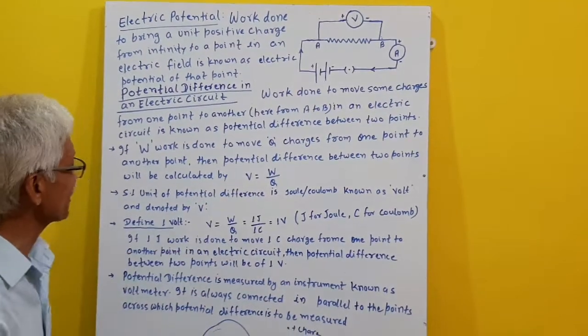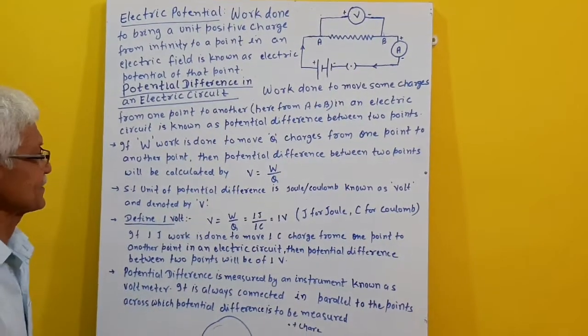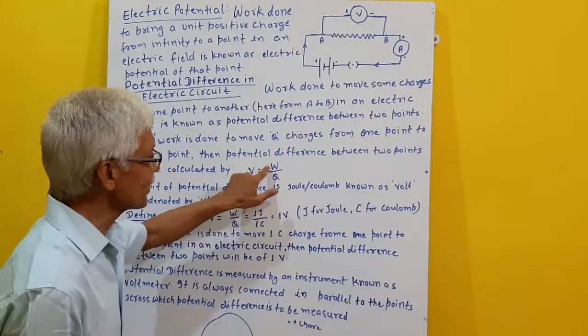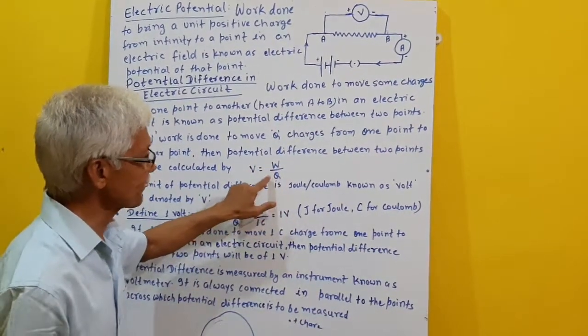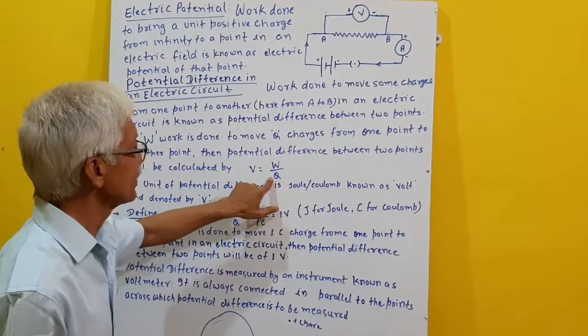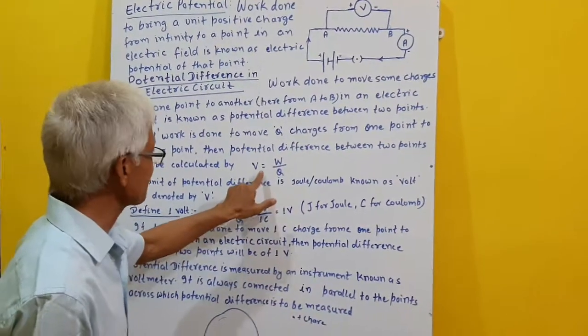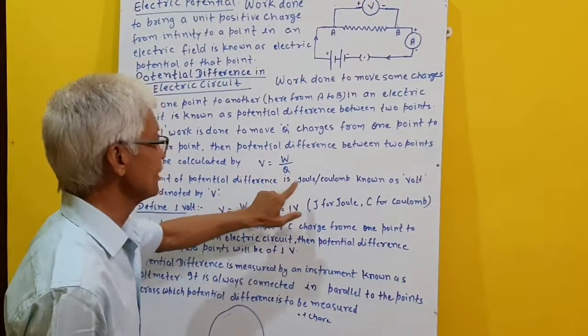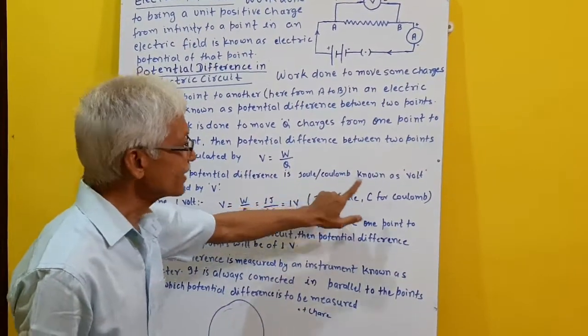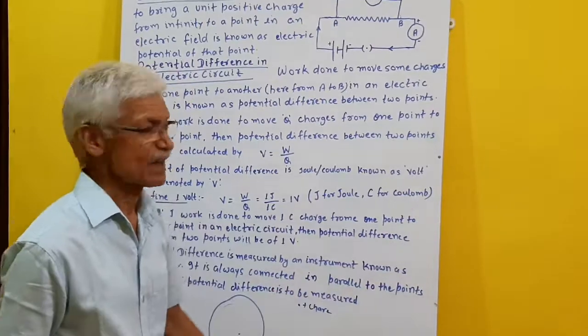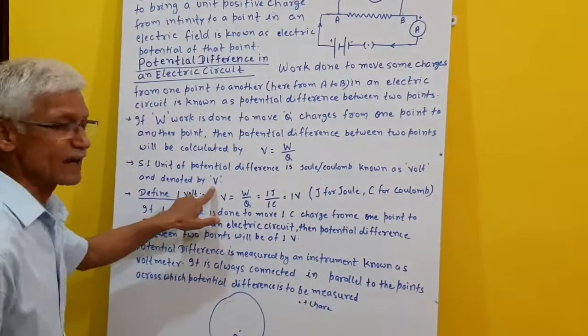Then what will be the SI unit of potential difference? The SI unit of work is Joule and SI unit of charge is Coulomb. Therefore, the SI unit of potential difference will be Joule per Coulomb, but it is known as volt and denoted by V, capital V.